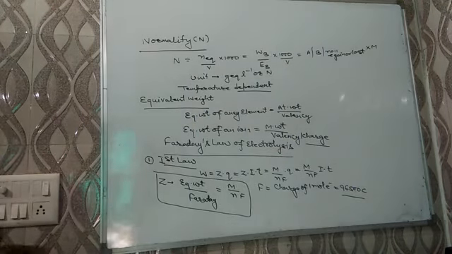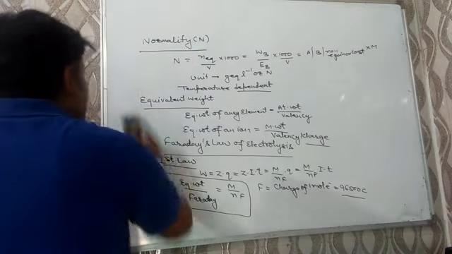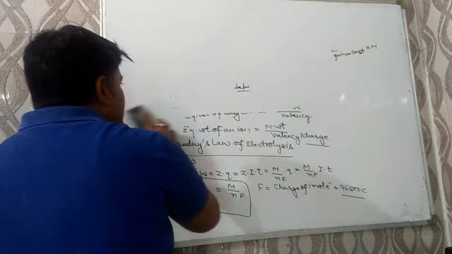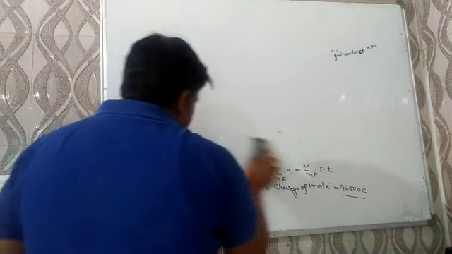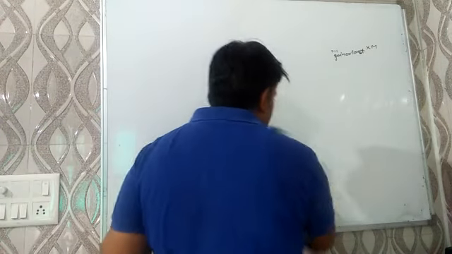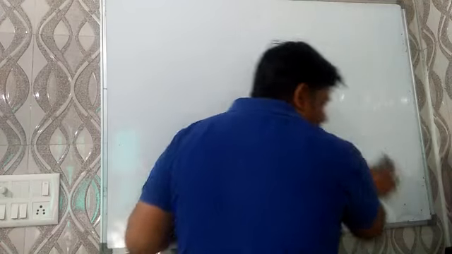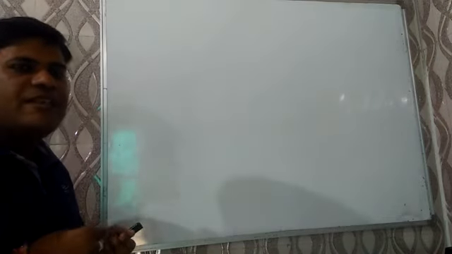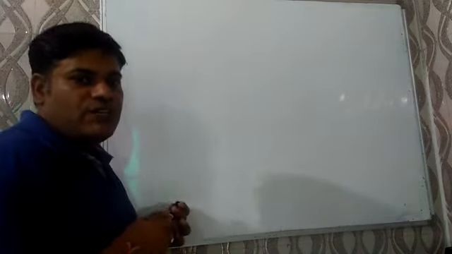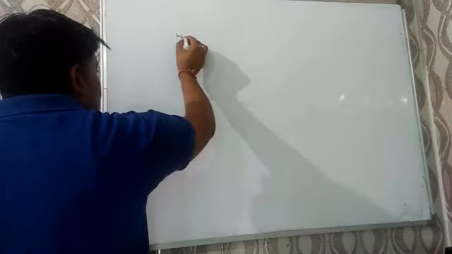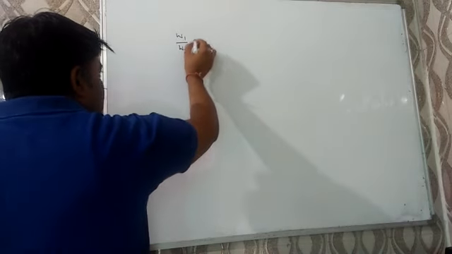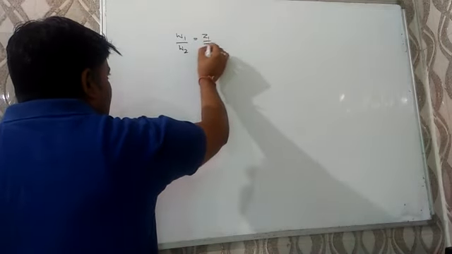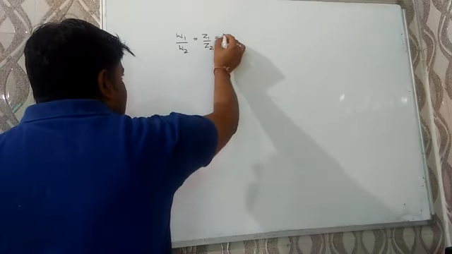Now we have to deal with the second law, and that is important for this chapter too. Second law of Faraday states that if the same amount of current is passed through a number of electrolytes connected in series, then their masses deposited will be directly proportional to their equivalent weights. Mathematically, it will be W1 by W2 is equal to Z1 by Z2, which is equal to E1 by E2.